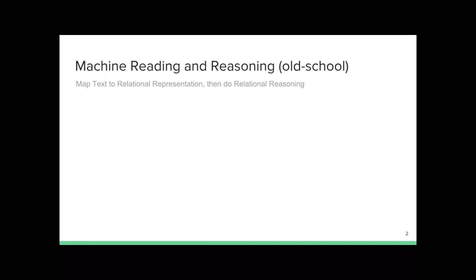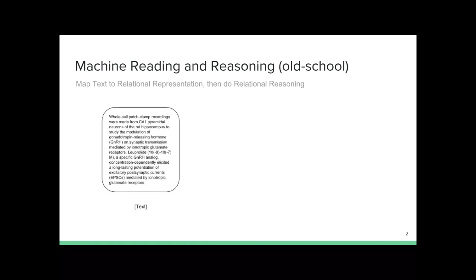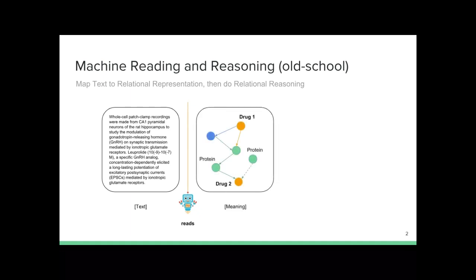On a high level, what this tutorial is about is machine reading and reasoning. And I guess there are two views or schools to that. One is what I call the old school view, which goes something like this. You have some text, and you have a machine that reads this text, and this machine turns the text into some kind of symbolic representation of the meaning of that text. And often that symbolic representation is a graph of some sort. It's relational, so this is well placed within, I guess, the scope of this workshop in summer school.